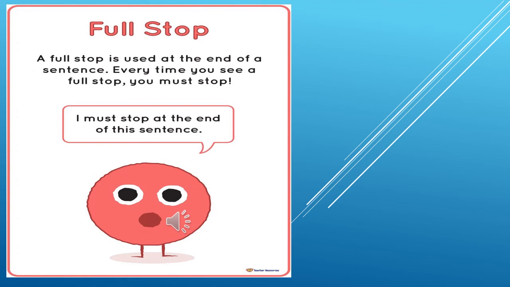Next, we will look at the full stop. A full stop is used to show the end of a sentence. And remember, every time you see a full stop, you must stop. The little man says, I must stop at the end of this sentence. The full stop is a small little dot at the end of the word, and we put it at the bottom, almost touching the line. And it shows us the end of a sentence and where we can start the next sentence.